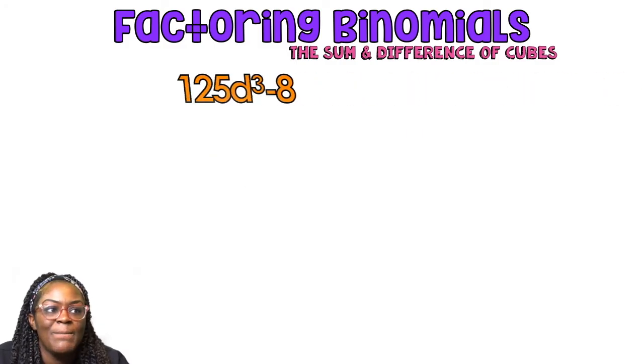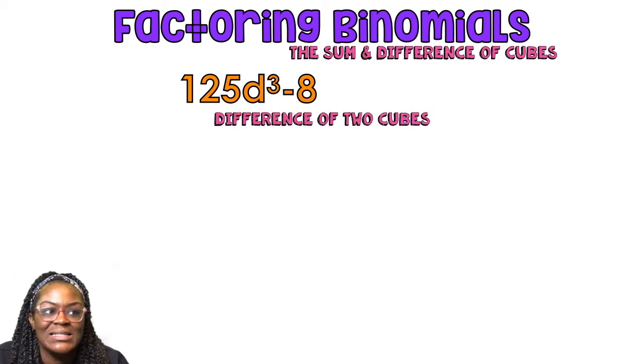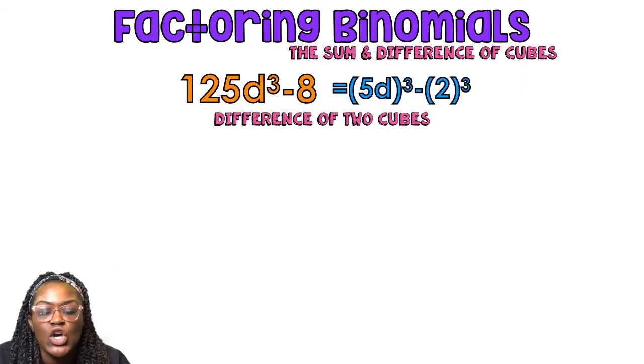125d cubed minus 8. Okay, the difference of 2 cubes again. So I gotta figure out what the first one is. The cube root of 125 is 5, and then the cube root of 8 is 2. So that's the second one. First one is 5d, second one is 2.